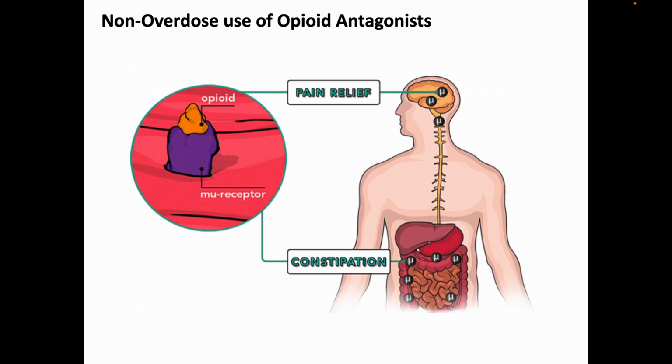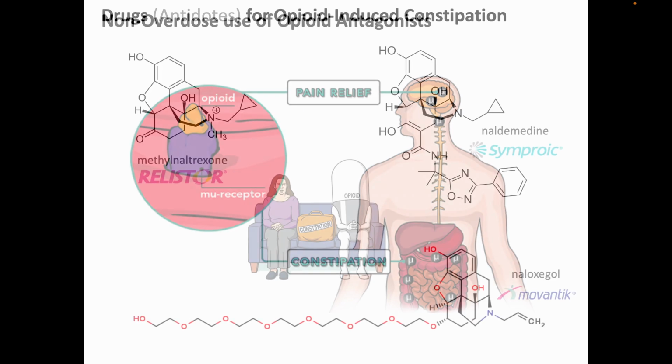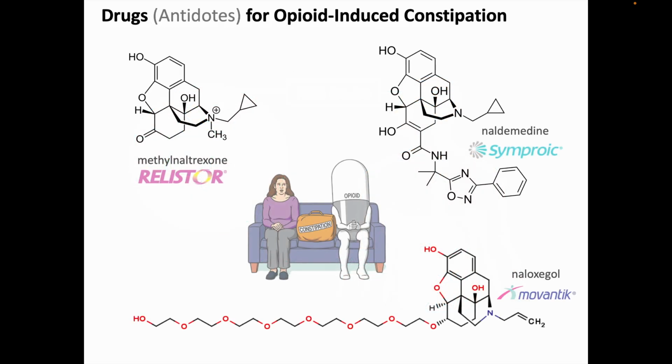Another place you'll see opioid antagonists used is for the treatment of opioid-induced constipation. Opioid analgesics are great for pain by binding to mu receptors in the nervous system, but they can also bind to mu receptors in the gut, slowing everything down. And here we see 3 of these opioid antagonists used basically as antidotes to treat constipation: methylnaltrexone, naldemedine, and naloxegol. The cartoon figure in the middle shows how constipation is part of the baggage that comes along with opioid use.